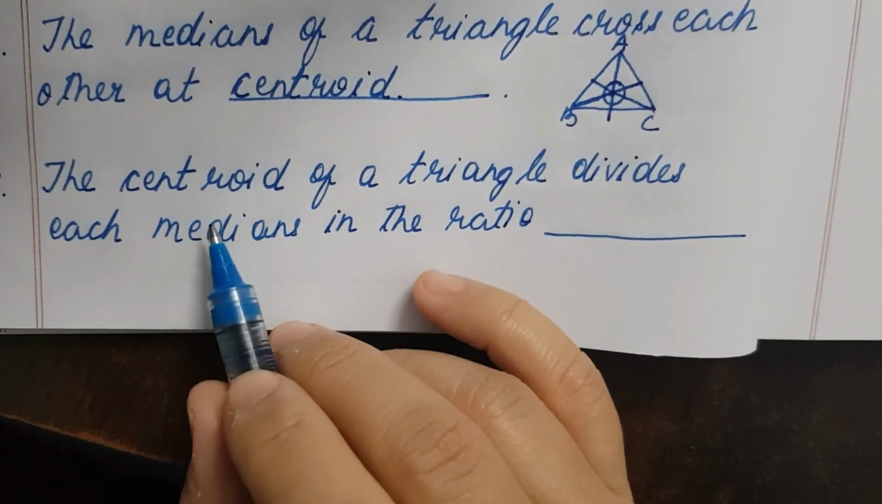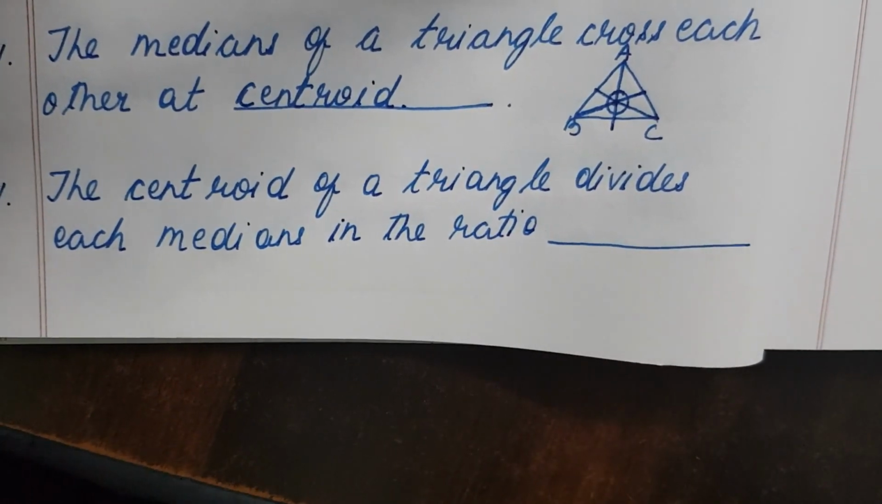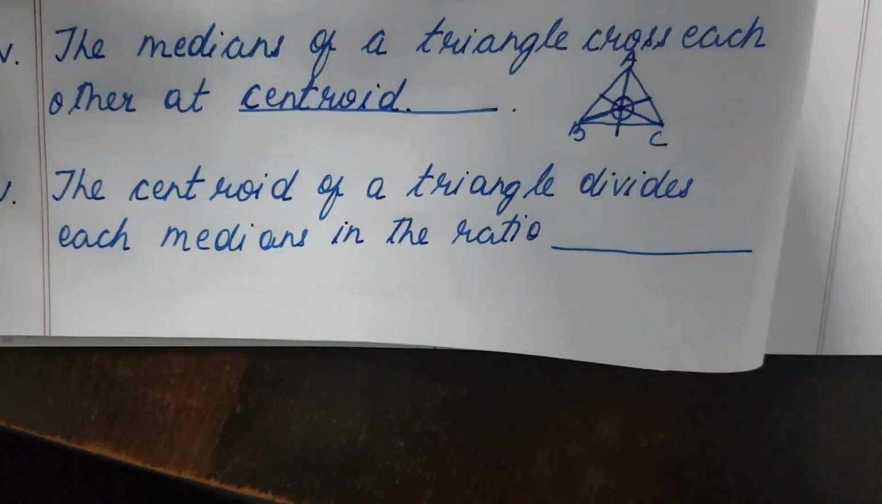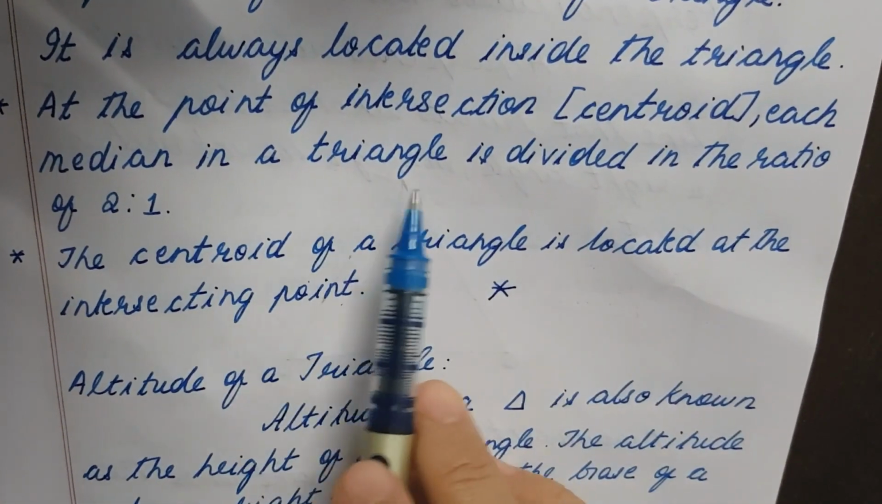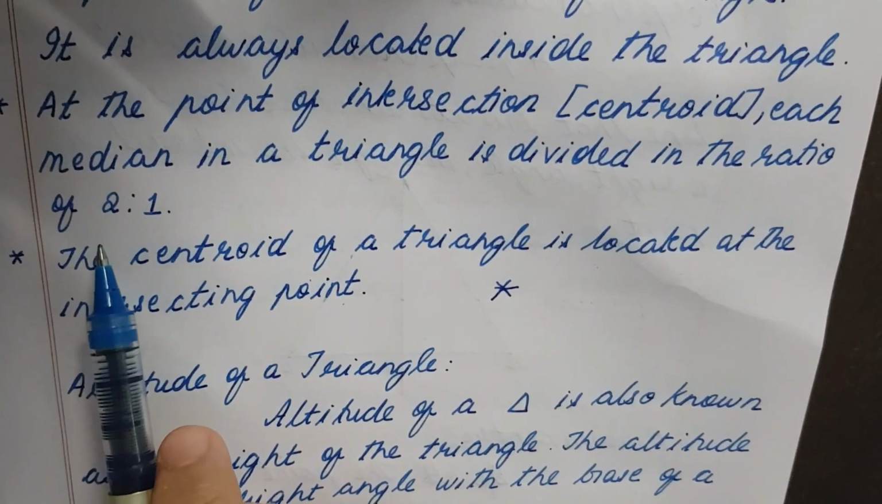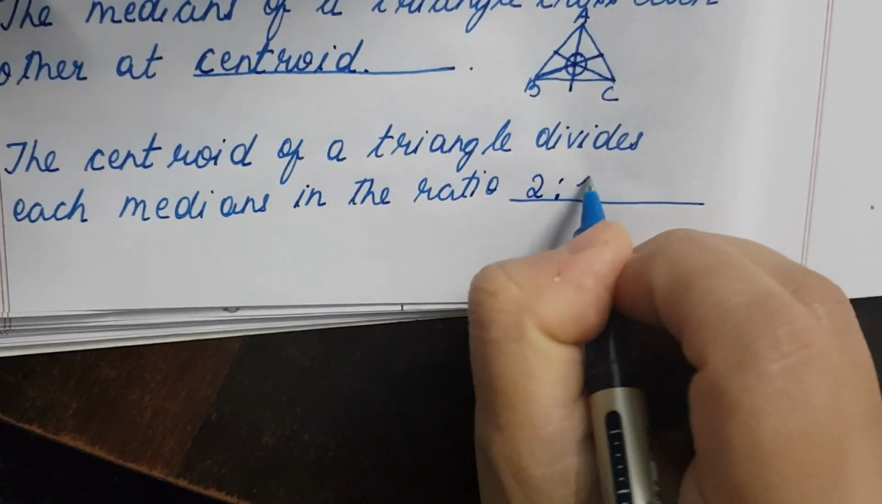Division 5. The centroid of a triangle divides each median in the ratio. So we just saw this in the explanation part, right? At the point of intersection, that is the centroid, each median in a triangle is divided in the ratio of 2:1.